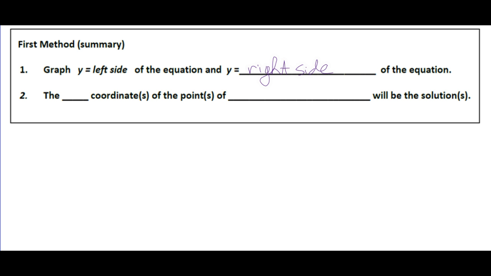So what are we looking for the solution? The x coordinates of the point or points of intersection. Two things meet. Just like on the street. Okay, two roads cross, there's an intersection. Two lines cross, there's an intersection.